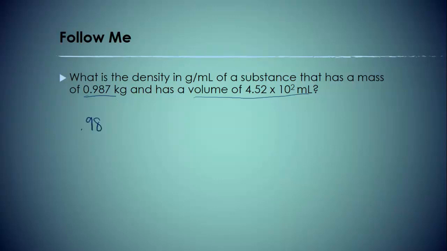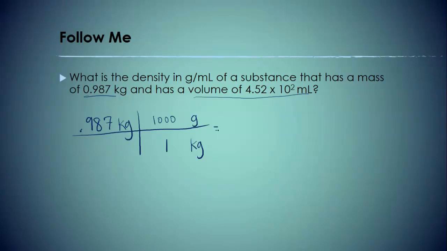So the only conversion part of this, and it's the part where I kind of messed up, is converting kilograms to grams. So kilograms goes in the bottom, grams goes on the top, and we know that 1 kilogram is 1,000 grams. So if we do that conversion, that's 987 grams, and then all we need to do is divide it by 452, which is the same thing as 4.52 times 10 to the second milliliters. So if we do that, that's all that's required of this one, just simply doing the math of it. That's 2.183 dot dot dot.